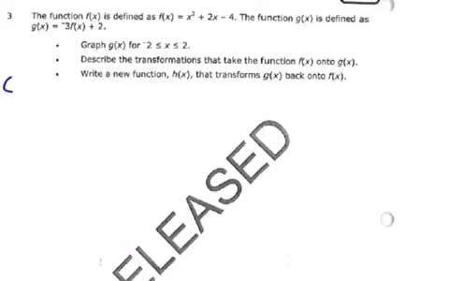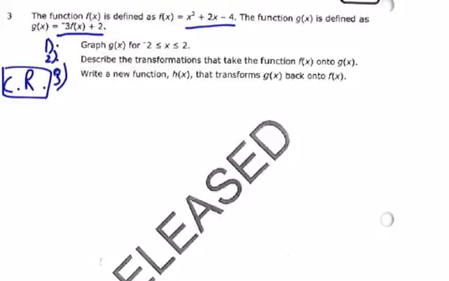All right, number 3 for the constructed response. The function f of x is defined as f of x equals x squared plus 2x minus 4. G of x is negative 3 times f of x plus 2. And the first part, they just want us to graph g of x for a certain domain, between negative 2 and 2.